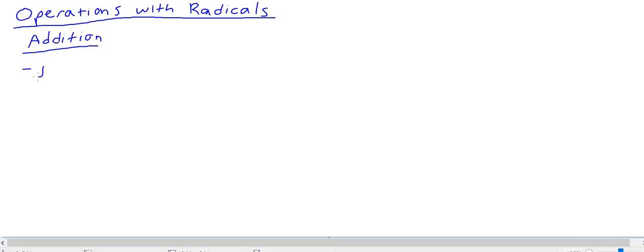They must have the same radicand. The radicand is the thing that's inside the square root. It's what I'm writing in red. That acts as the radicand. The thing that would be outside, let's say it would be 5 square root of x or 5 radical x, that is the coefficient.